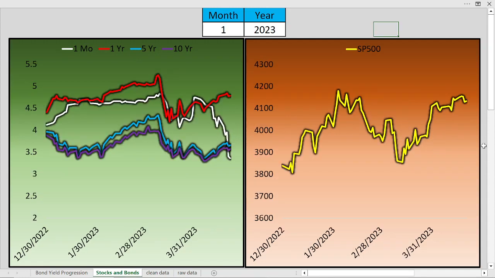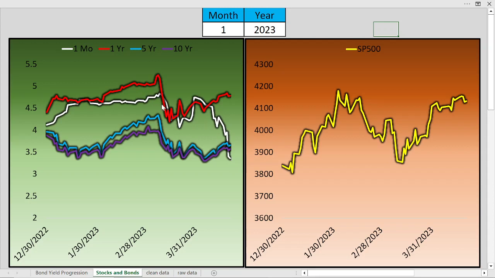Now, fast forward to present date, we see on the left-hand side, this is starting off in January of this year, 2023. The 1 month bill, again, is the white line. We see this huge drop. This happened just now. It's actually April. This shows us from December 22 to present date.